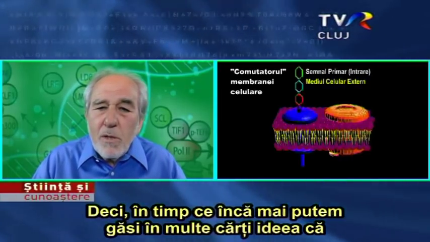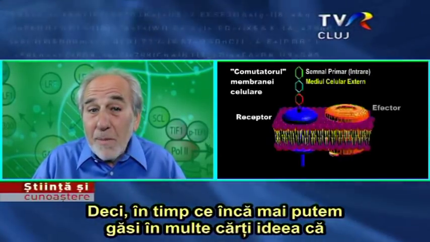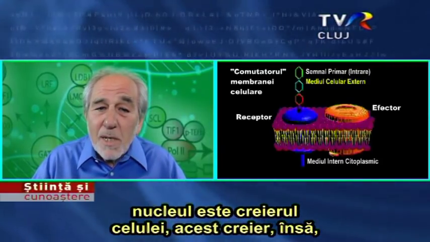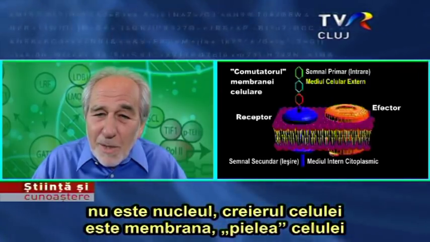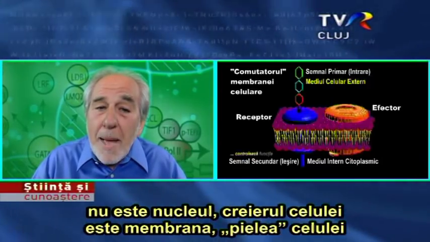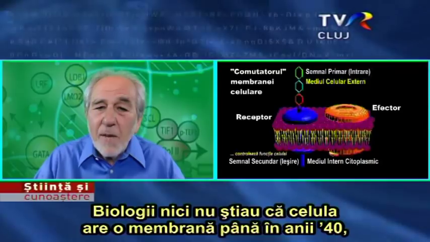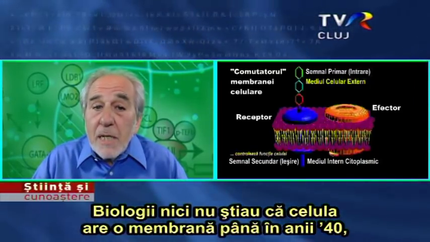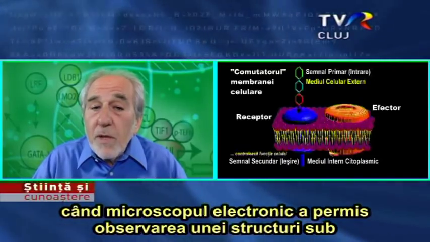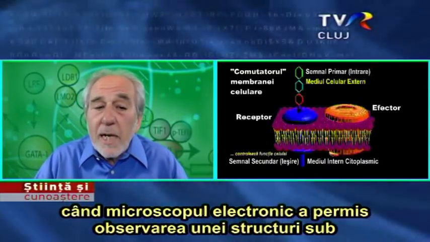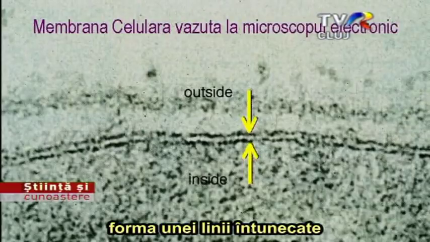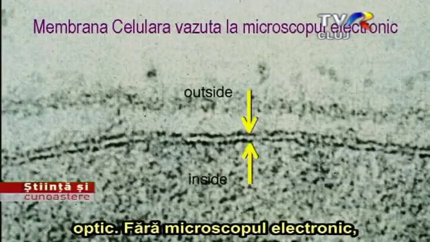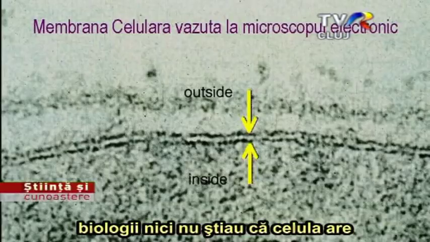So while we used to see in the books, and still do in many books, that the nucleus of the cell is the brain of the cell, it is not the brain, is not the nucleus. The brain of the cell is the membrane, the skin of the cell. Biologists didn't even know cells had membranes until the late 1940s, when the electron microscope revealed the presence of a structure that had dark, light, dark, a very thin structure that you can't even see in the light microscope. So until there was an electron microscope, biologists didn't even know cells had membranes.